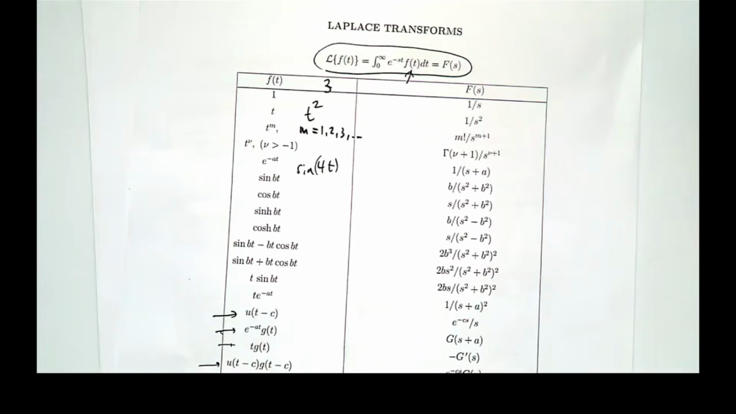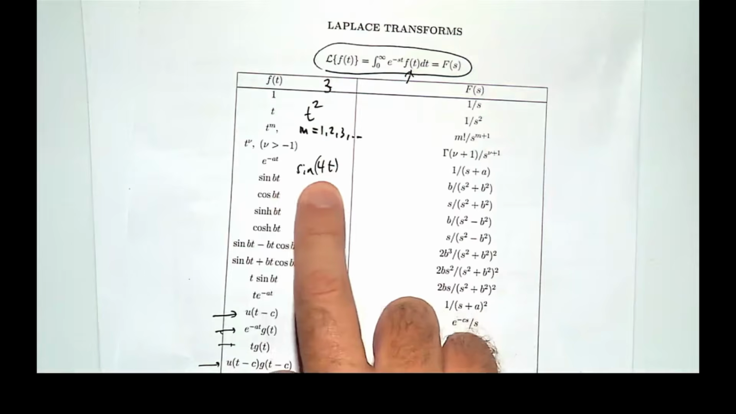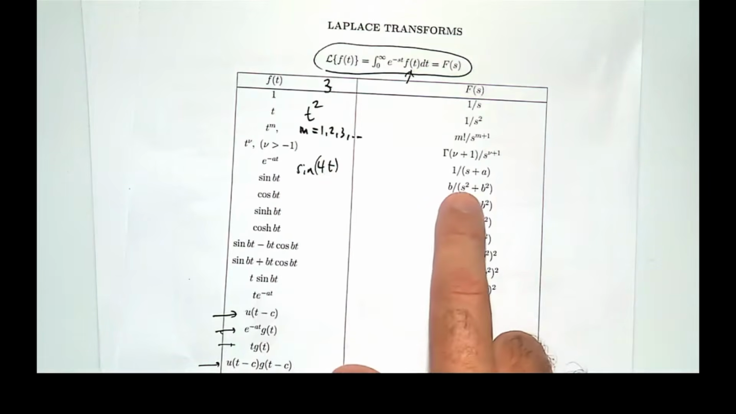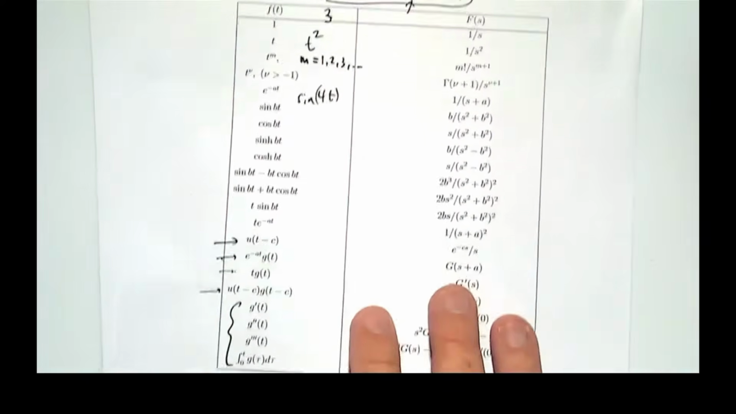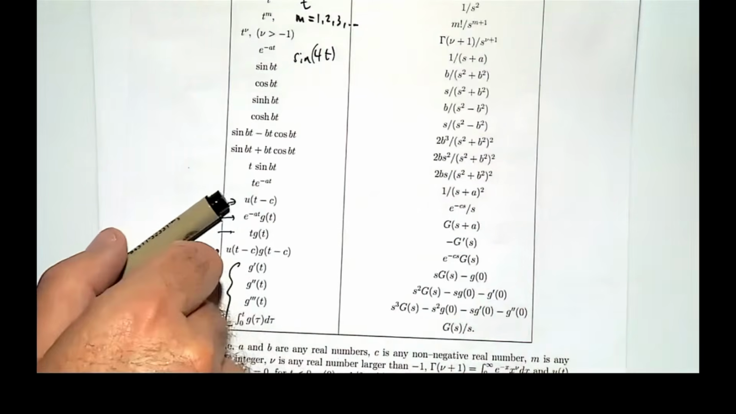So the transform of sine of 4t, given that, would be 4 on s squared plus 4 squared. So, you just read off the table. The best prep you can do is to know how to use a table, okay? All right. Now, down here, there's a few more things, okay? So let's talk about this.